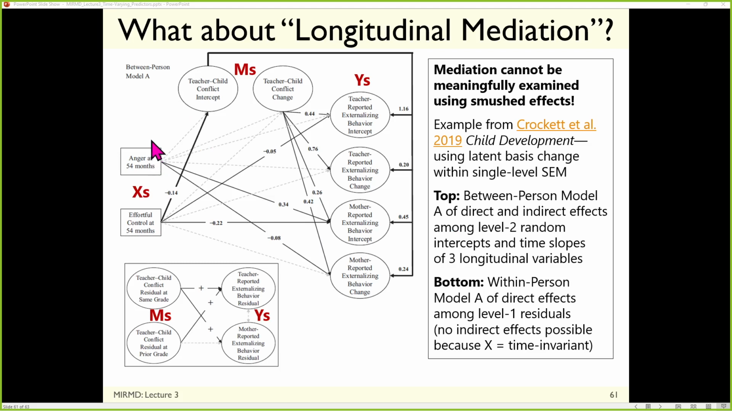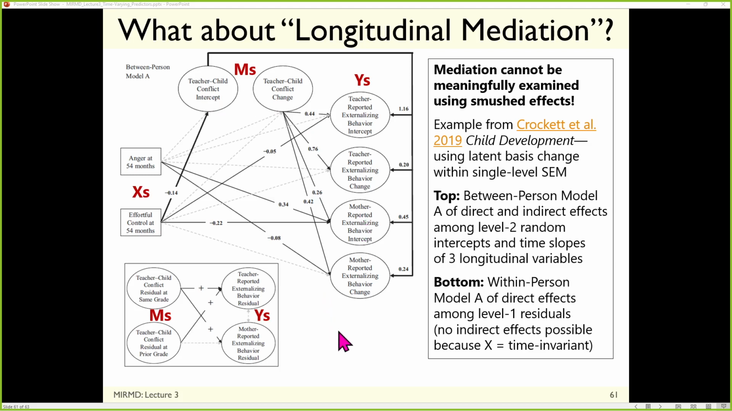So we have between persons, I have anger at 54 months and effortful control at 54 months, doing the math in my head, when they're 4.5 years old. These are kids that are getting ready to go into elementary school. And then we have them measured repeatedly throughout elementary school in teacher-child conflict, teacher-reported externalizing, and mother-reported externalizing. And so they wanted to know about mediation of the effects of effortful control and anger going through teacher-child conflict as the mediator variables to these outcomes.